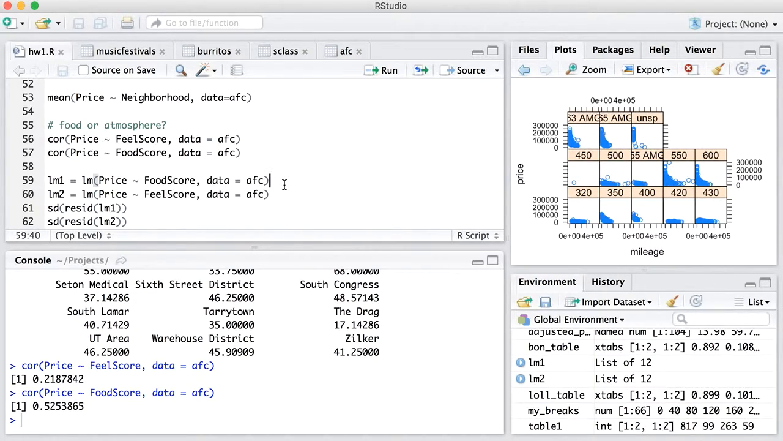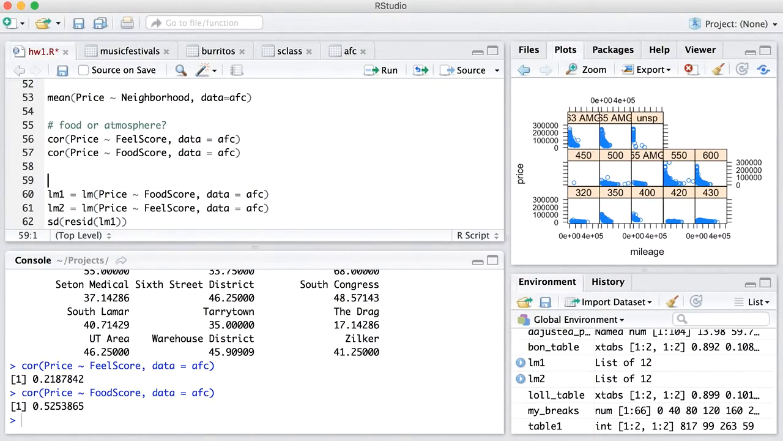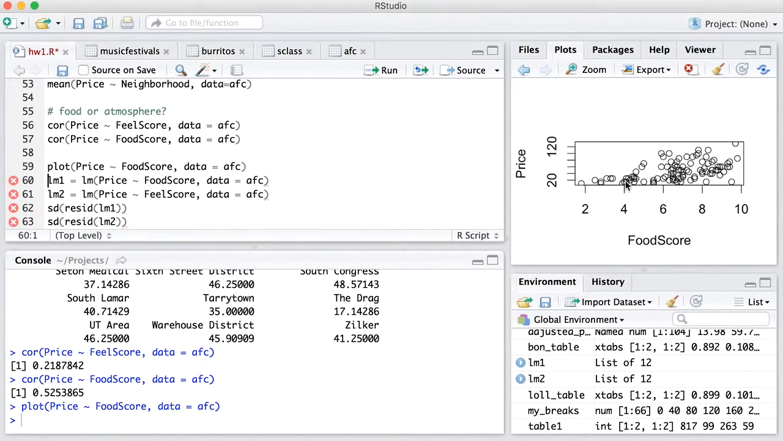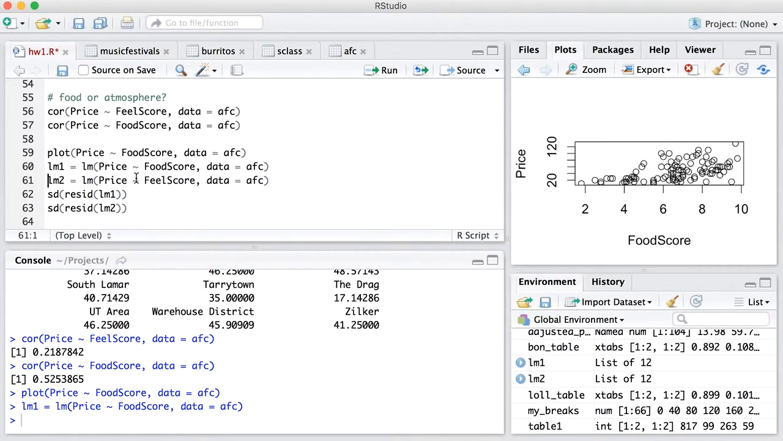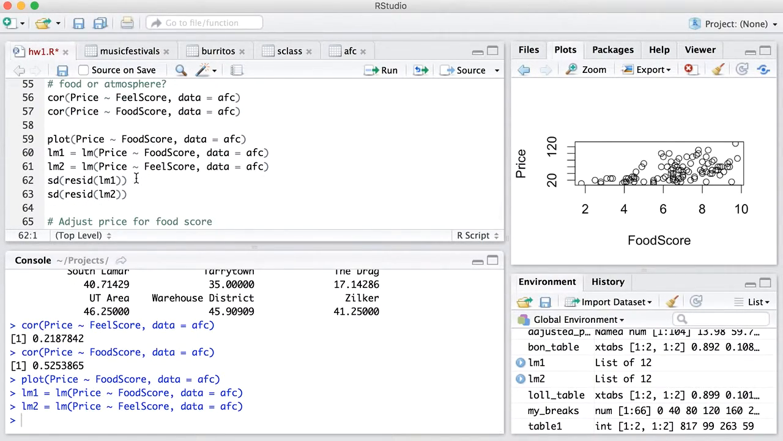Here would be another way you could do it. Let's fit a linear model for price versus food score. And I should be plotting something here, right? So let's just make sure that we plot our data first. That's always a good guideline. So plot to make sure that a linear model looks pretty reasonable there for food score. So let's fit linear model. So price versus food score for one model, price versus feel score for another model, and then we can compare the residuals from those two models.